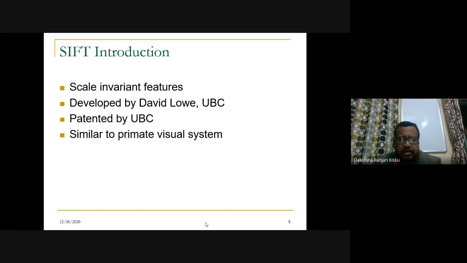It is developed by David Lowe, and it is patented by the University of British Columbia. Okay, so it is patented by the University of British Columbia, and it is similar to the primate visual system, like the human brain, or the human visual system. That means how the human visual system works. It is found that SIFT works similar to the human visual system. That is why it is called primate. It is similar to the primate visual system.